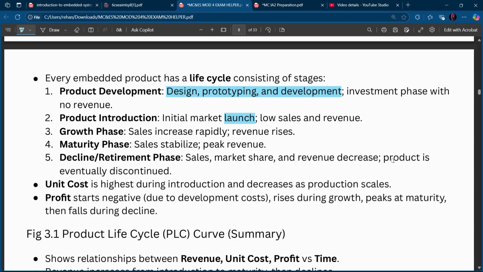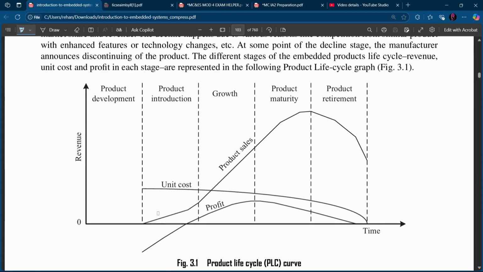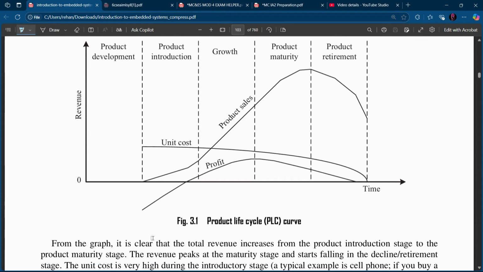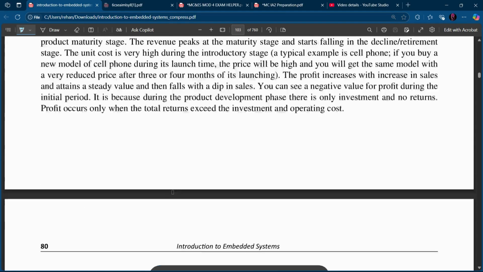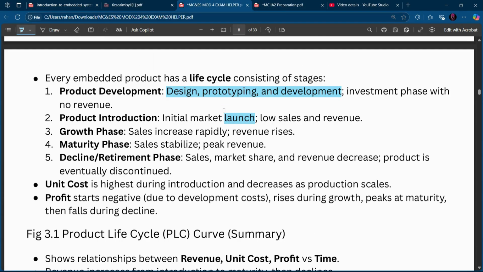Unit cost is highest during introduction and decreases as production scales. Profit starts negative due to development cost and rises during growth. You can understand from the profit line. It's negative because you have invested a lot at that time and have no profit. Once introduced, it peaks in the growth and maturity phases. Then with time it decreases. So that's all about this part.